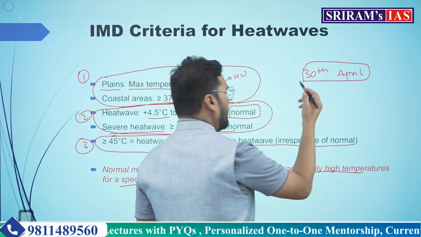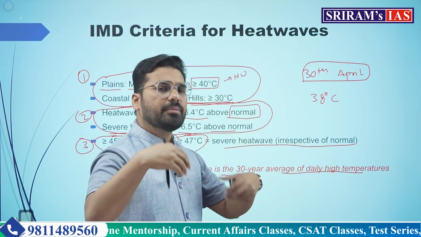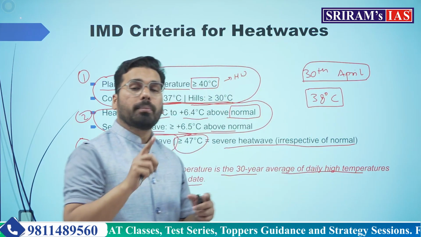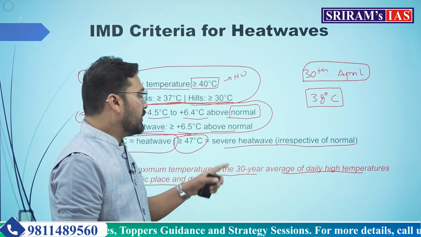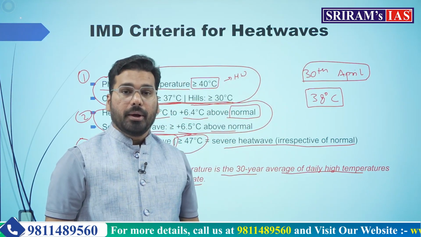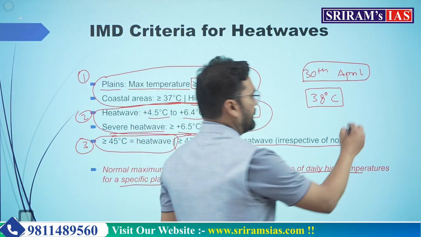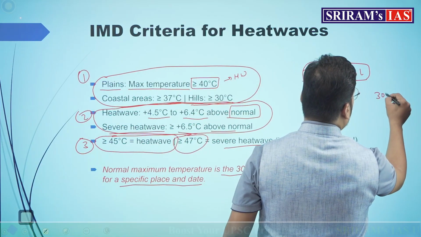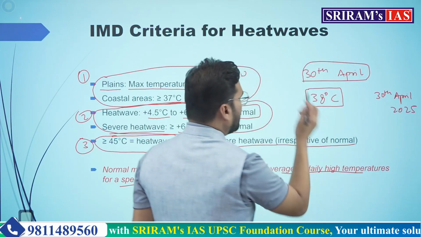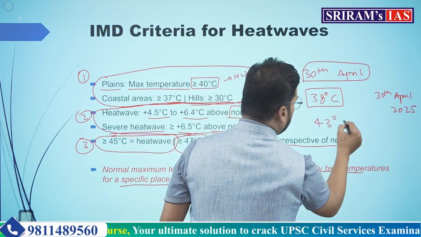What if we find it as, say, 38 degrees Celsius? I'm not saying this is true, I'm just giving an example here. 38 degrees Celsius is the normal maximum temperature, based on the 30-year average of daily high temperatures on 30th April. But what if on 30th April 2025, the temperature here in Delhi has gone to, say, 43 degrees Celsius?